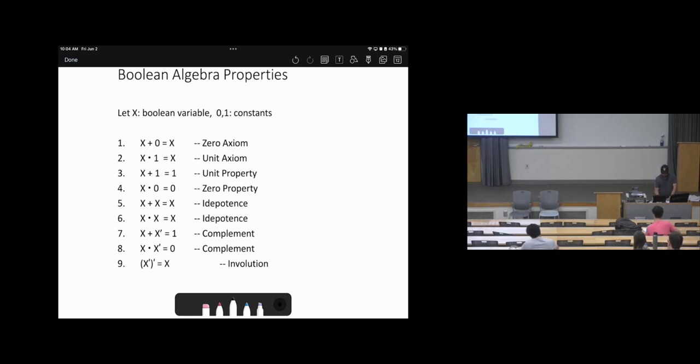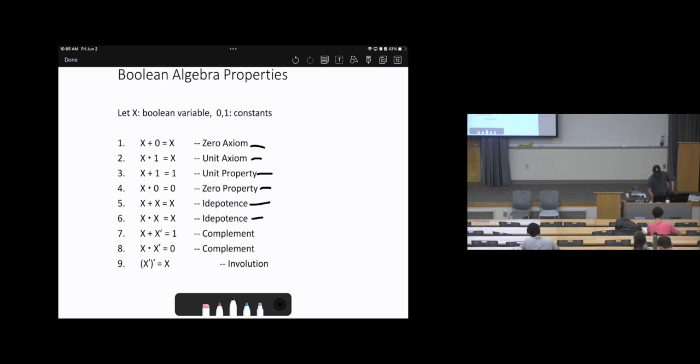X plus 0 equals x, this is the 0 axiom. X times 1 equals x. X plus 1 equals 1, this is the unit property. No matter what x is, it will be 1. X times 0 will be 0. X plus x equals x. There is no 2x, we are in binary. X times x equals x. There is no square, we are in binary. So you will not see this kind.